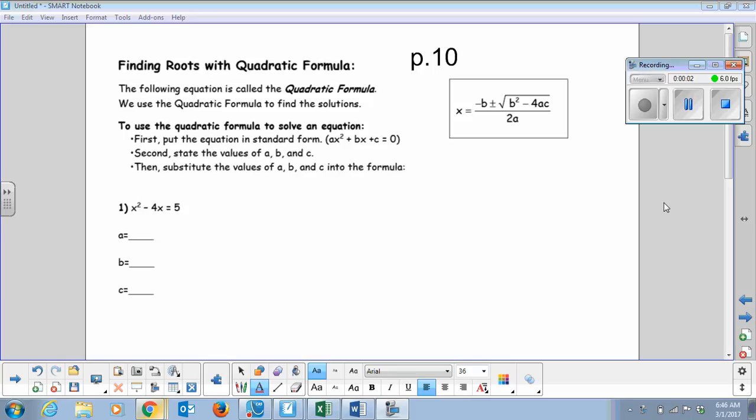All right, so today we're going to be doing the quadratic formula, which is on page 10. If you numbered everything correctly, you should be there. If not, I would pause the video and go through and number your packet.